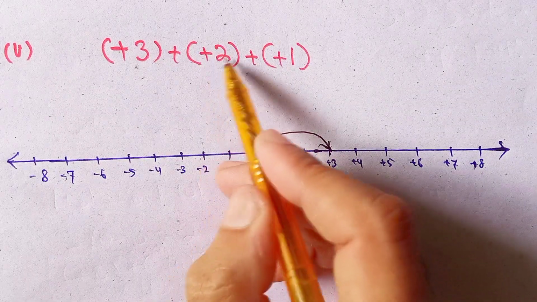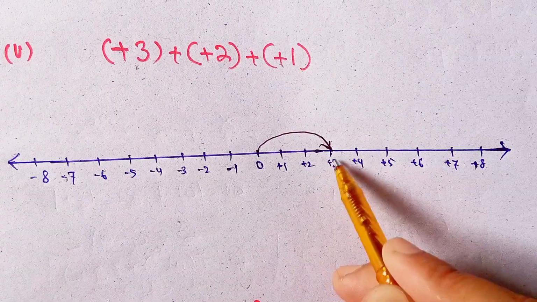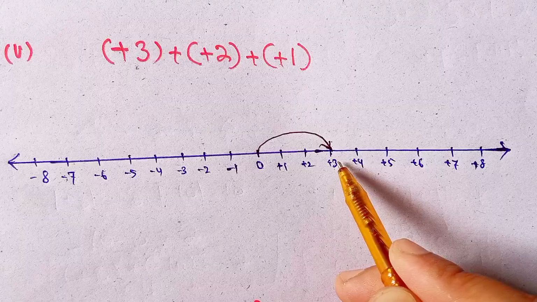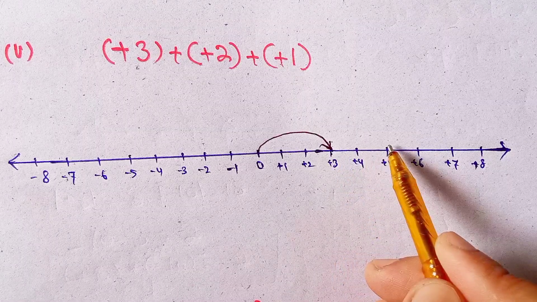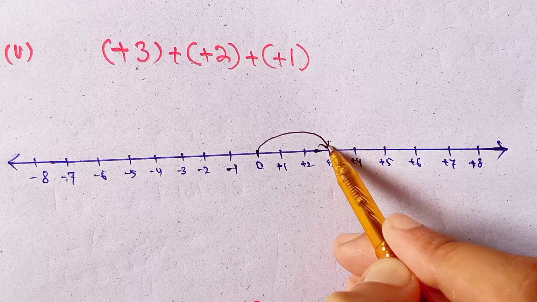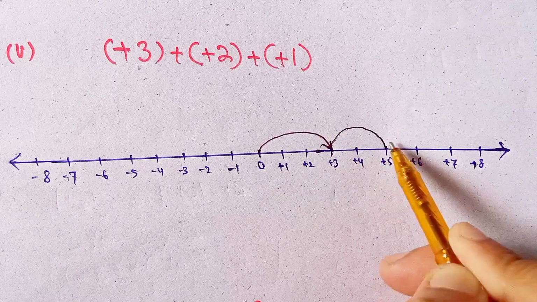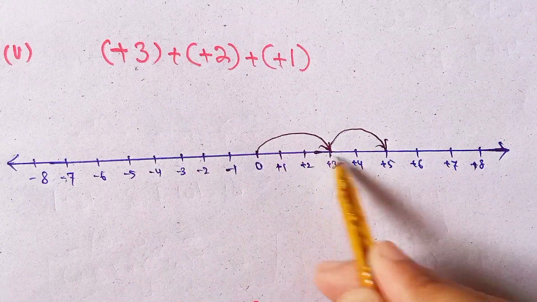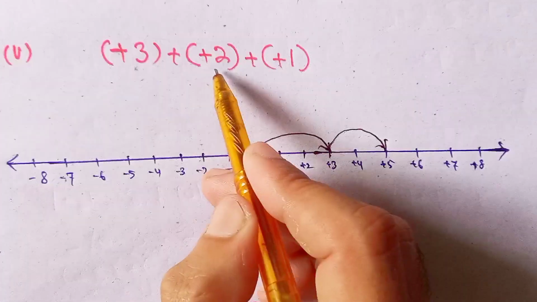Now I am going to add positive 2 with positive 3. So I will consider positive 3 as the reference point and count 2 unit distance to the right. So this is 1, 2. So I will start from positive 3 and land on positive 5. So this is the sum of the positive 3 and positive 2.